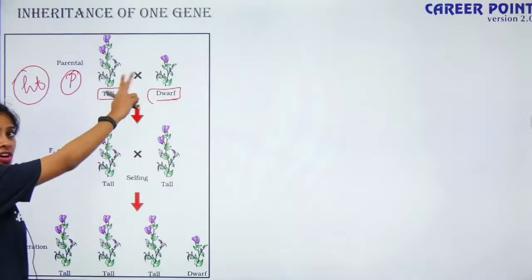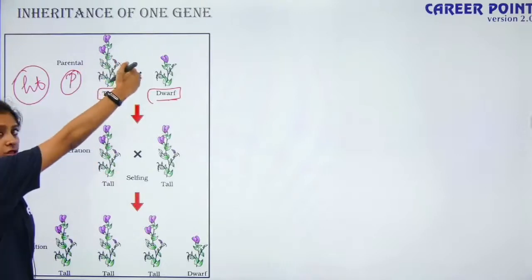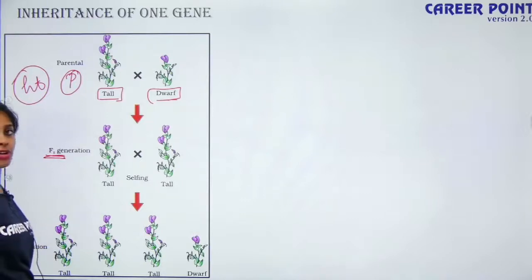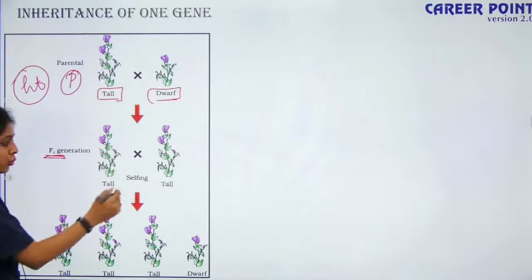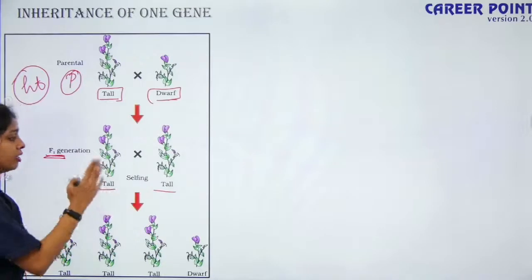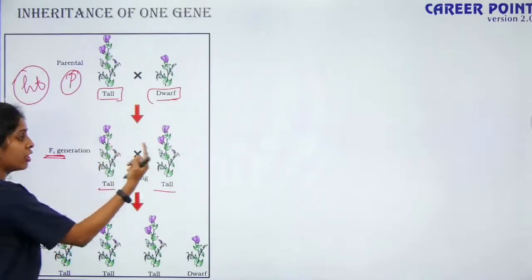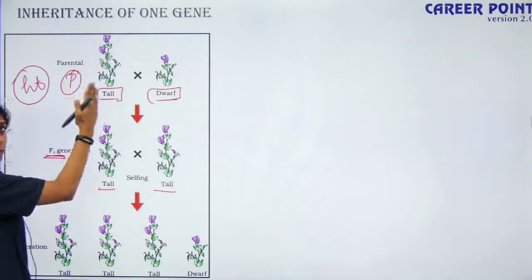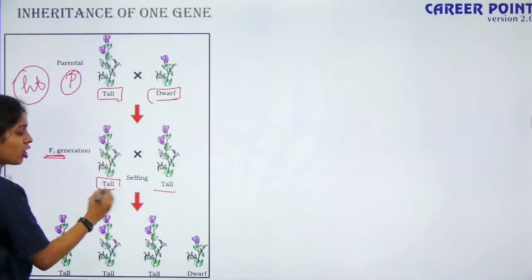Fine. So when you cross these two, so what is your first generation offspring? So whatever their offspring is, you call it as F1 generation or the first generation or the filial generation. Fine. So when you cross these two, you get tall plants according to Mendel's experiments. So basically, you take a tall plant, you take a dwarf plant, and then you cross them. So what you get is a tall plant.